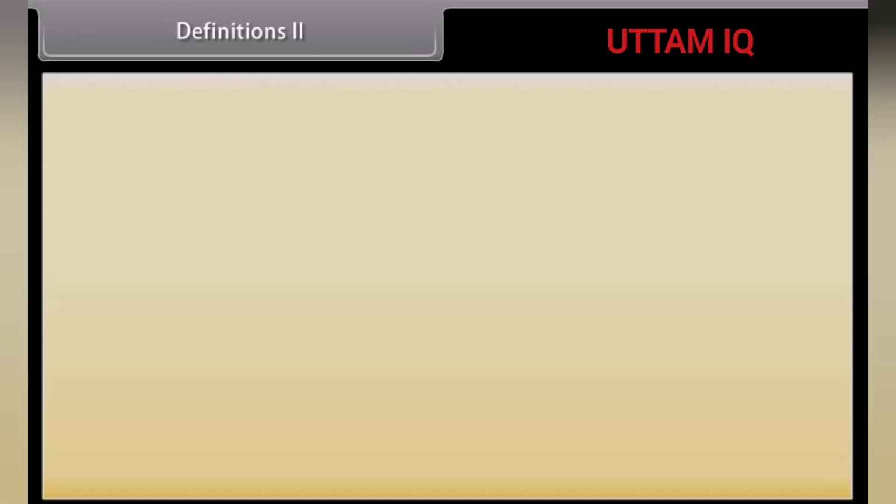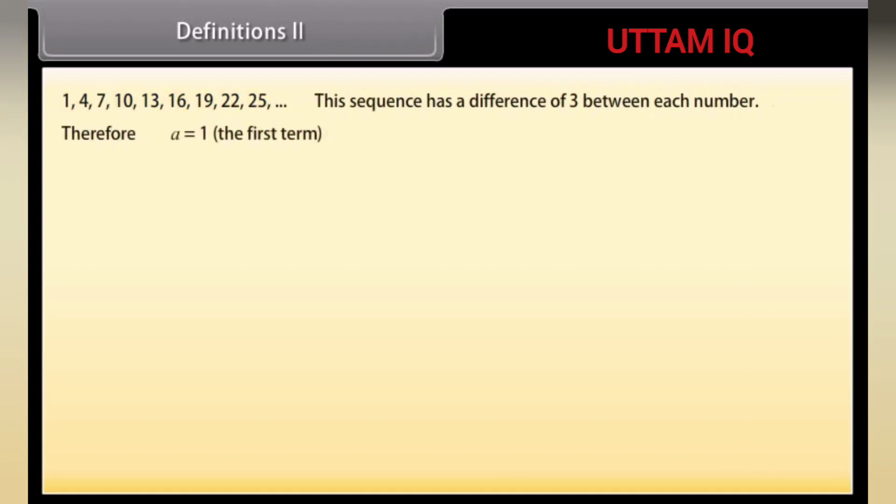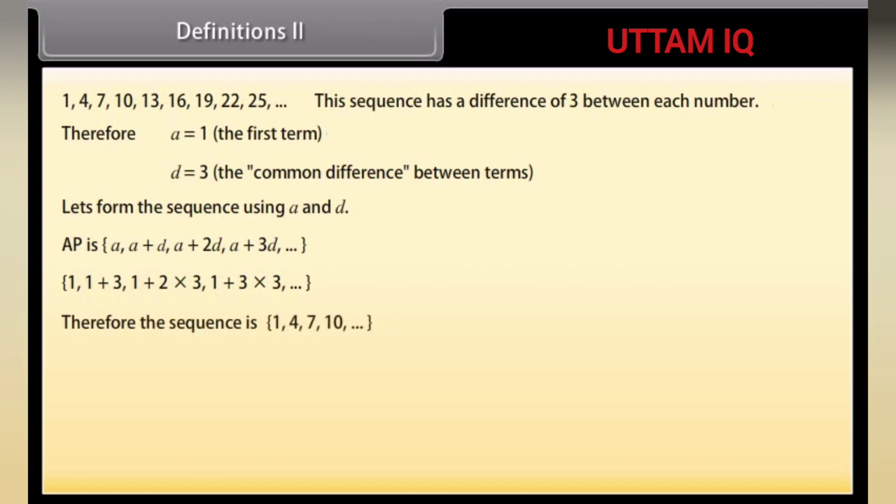Definitions 2. Look at this example now. We can see that this sequence has a difference of 3 between each number. Therefore, A is equal to 1, the first term, and D is equal to 3, the common difference between terms. Let's form the sequence using A and D. We know AP is A, A plus D, A plus 2D, A plus 3D, and so on. Substituting the values of A and D, we get 1, 1 plus 3, 1 plus 2 into 3, 1 plus 3 into 3, and so on, which gives the sequence 1, 4, 7, 10, and so on.